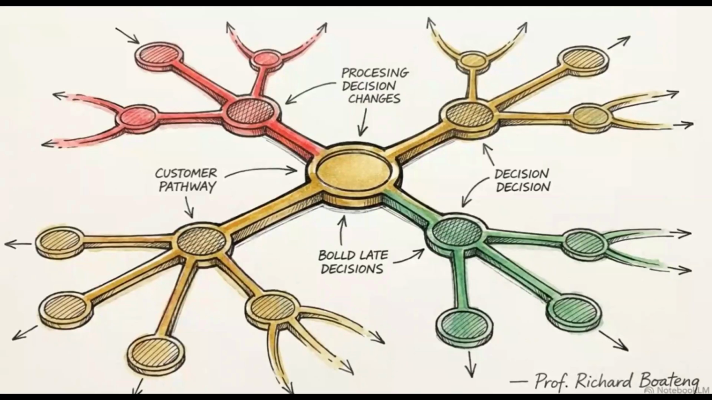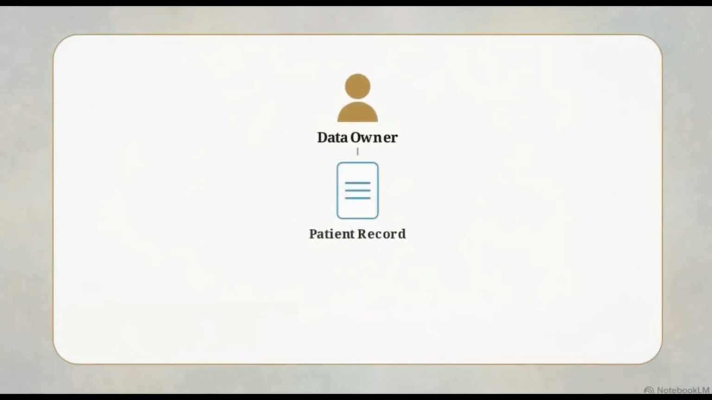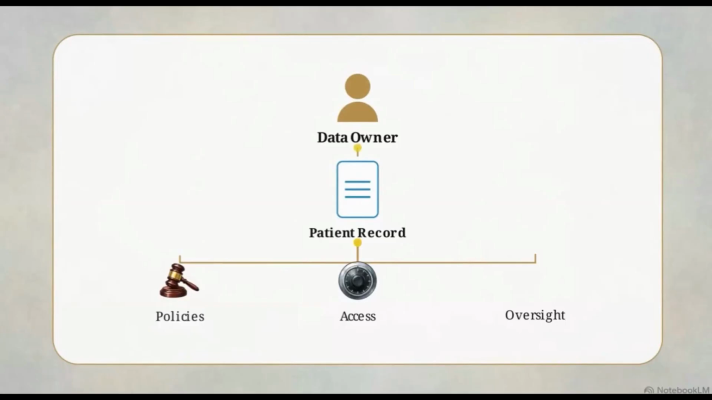Professor Richard Boateng defines this as a system of decision rights and accountabilities for information-related processes. Governance is distinct from IT infrastructure. It exists independently of the physical server racks, the firewalls, or the encryption software. It is the logic that answers who has authority over a record, what policies dictate its movement, and how access is granted.